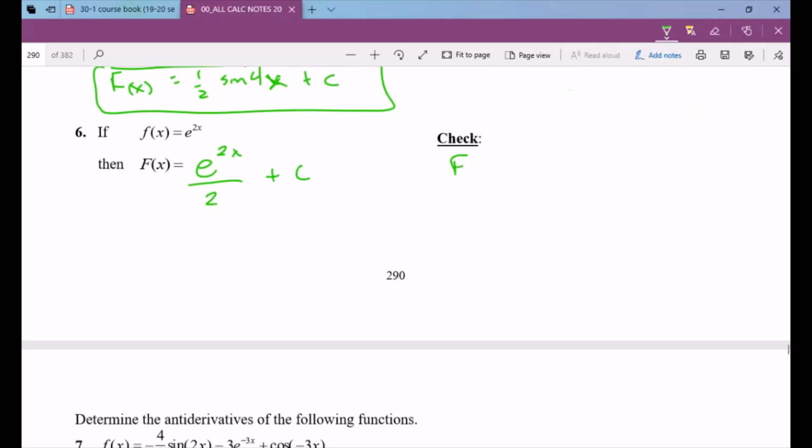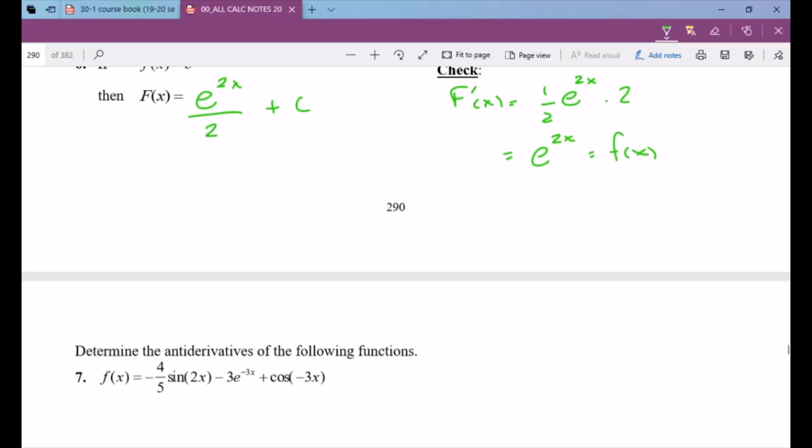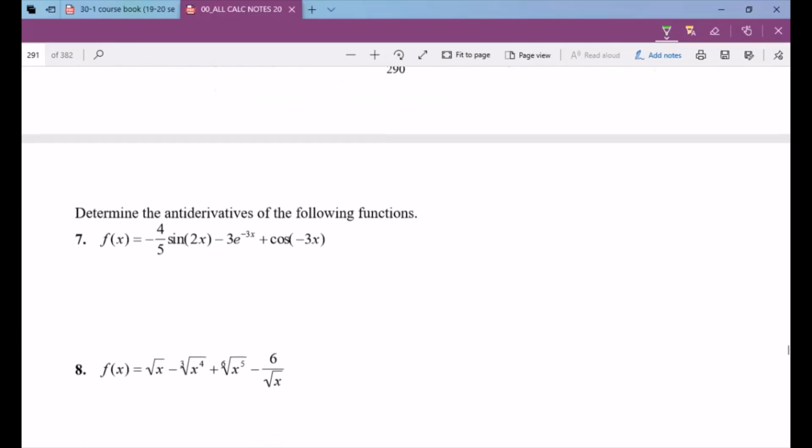And if I want to do a check on that, 1/2 is the over 2 part, e to the 2x. But when I differentiate, chain rule, I also now have to multiply by 2. I differentiate the plus c, it goes away at 0, and all of this is just e to the 2x, which is our original. Okay, well, let's ramp this up a little bit.